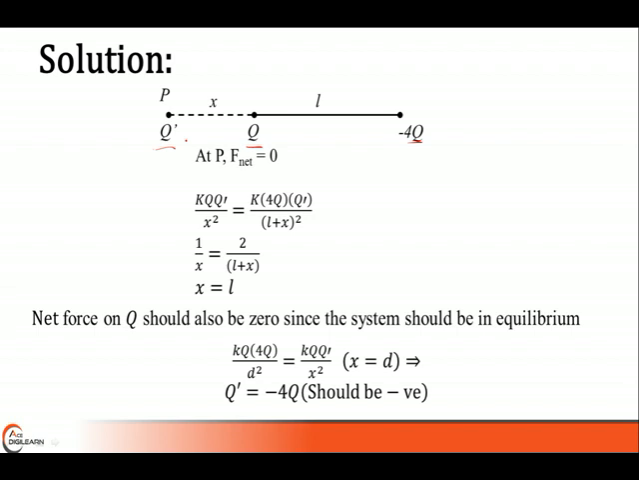Why should q prime be negative? It is because minus 4q will attract q. So q prime should also attract q. That can happen only if q prime is negative. And its value must be minus 4q. And if this is the case, then the entire system will be in equilibrium.